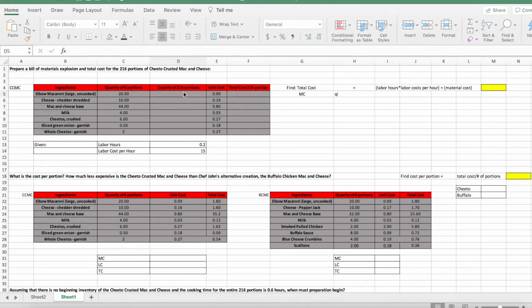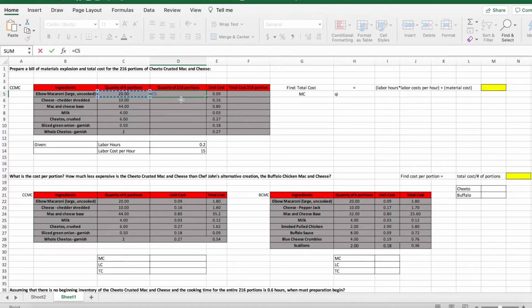So there were 3 calculation questions our group had to address for the Orlando Magic case. So the first calculation was prepare a bill of materials, explosion, and total cost for the 216 portions of Cheeto crusted mac and cheese. So to do this, we first looked at the quantity of 216 portions.